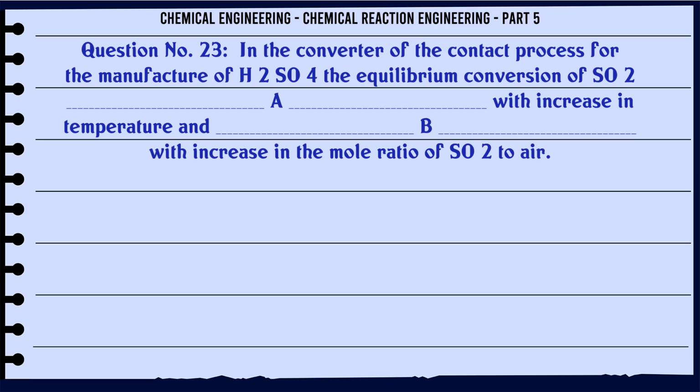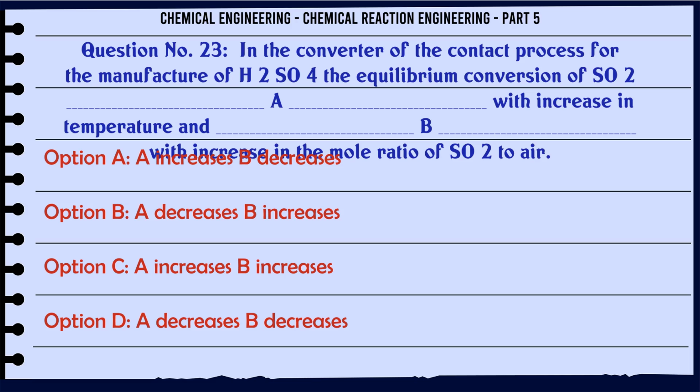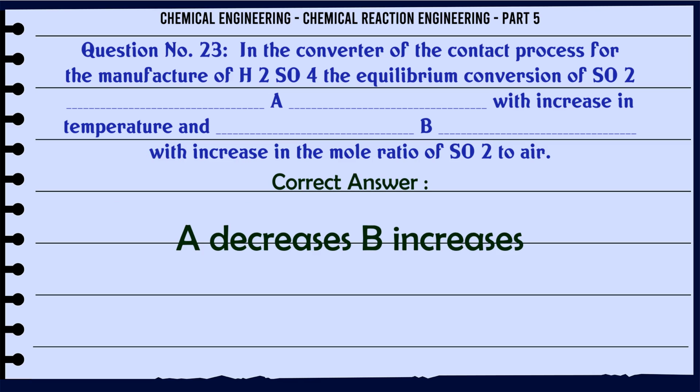In the converter of the contact process for the manufacture of H2SO4, the equilibrium conversion of SO2 (A) with increase in temperature and (B) with increase in the mole ratio of SO2 to air. A. A increases, B decreases. B. A decreases, B increases. C. A increases, B increases. D. A decreases, B decreases. The correct answer is A decreases, B increases.